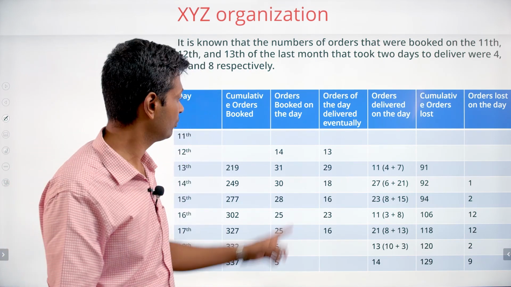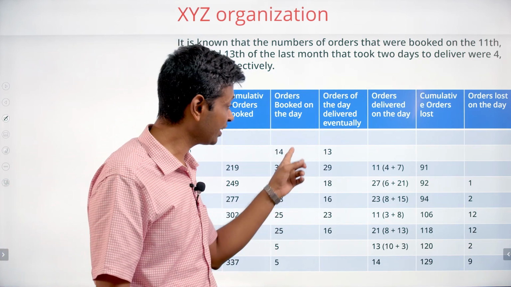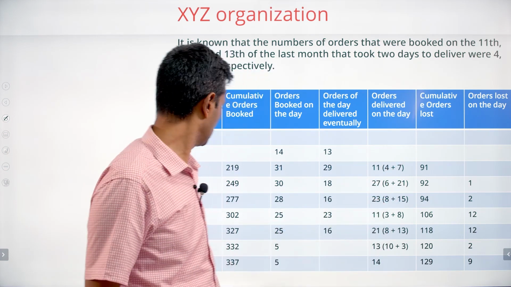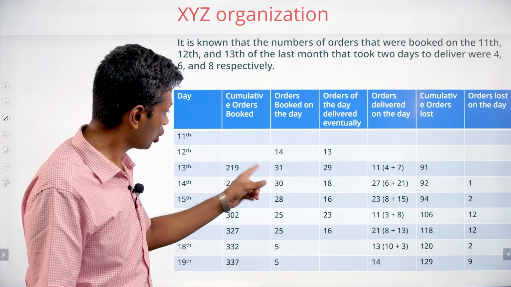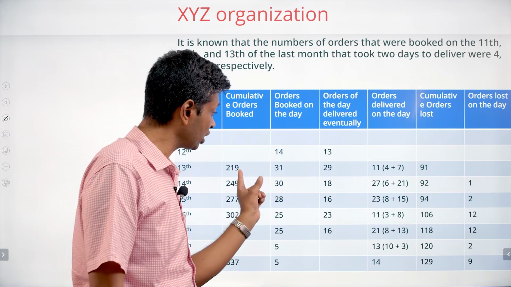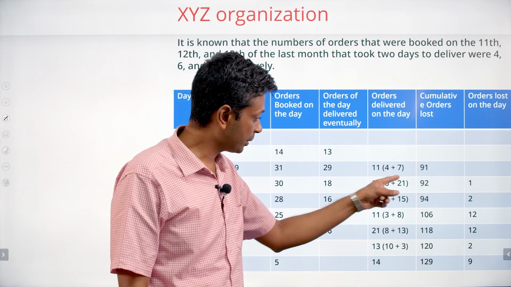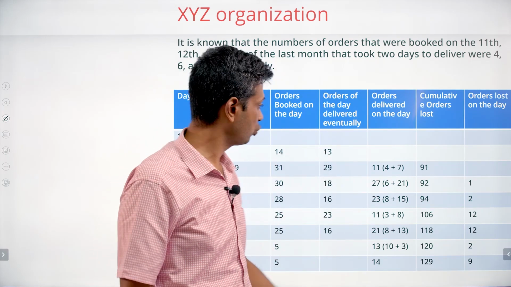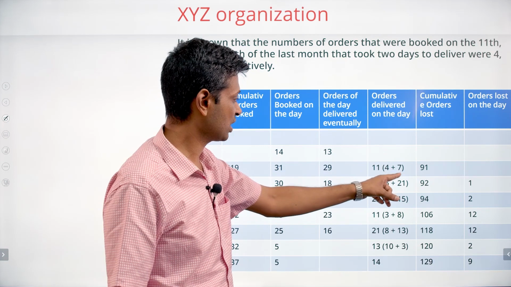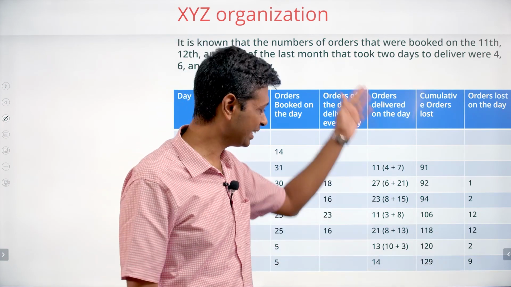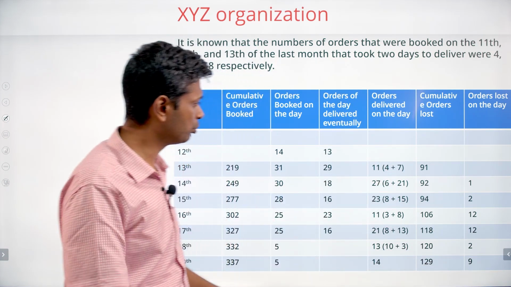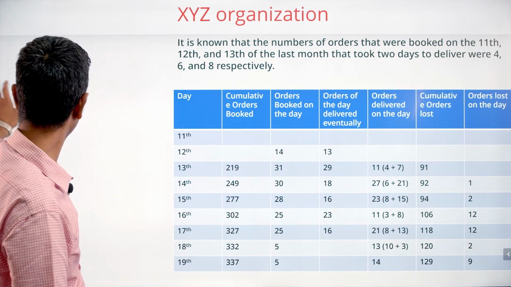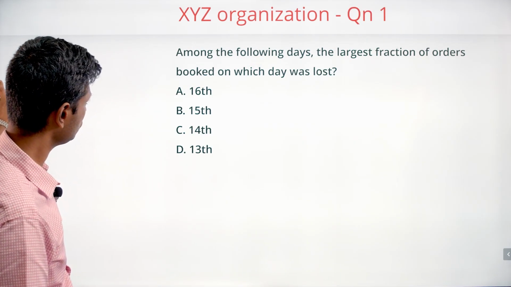Of these 14, 13 were delivered. The 13 were delivered as 7 plus 6. 7 on the next day, 6 on n plus 2. On 13th, 31 orders were booked. Of these 31, 29 were delivered as 21 and 8. On that day, 11 were delivered. 4 from our 11th tally, 7 from our 12th tally. And then so on, completely filling this. So we've got this beautiful grid. Each day we can find out what's happening. Let's see where the questions take us.